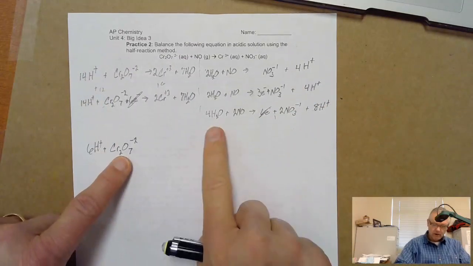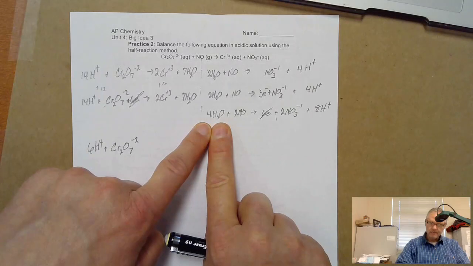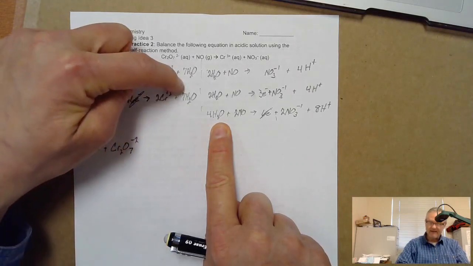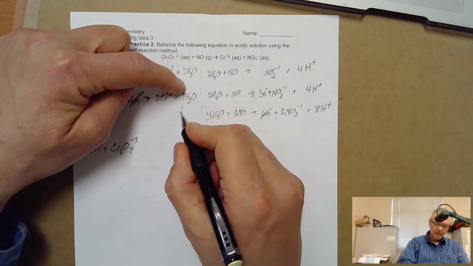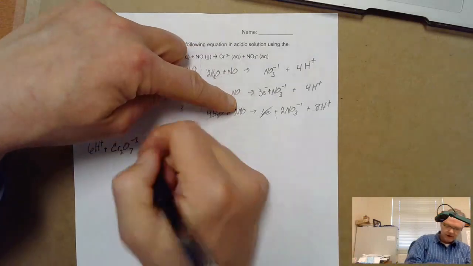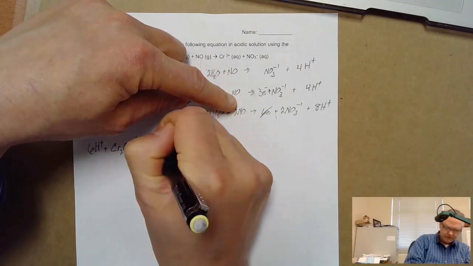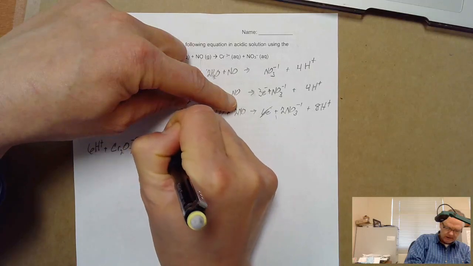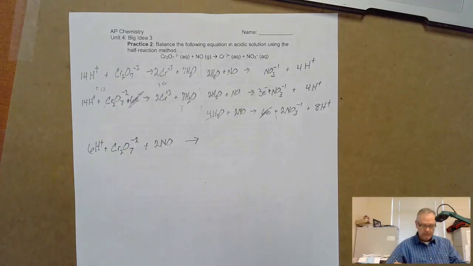So now I'm going to look over here. I've got waters. See how I've got 4 waters here in my reactant, but I have 7 in my products. So that one is going to leave me with 3 in the product. So I'm going to leave that right now, and I'm going to finish out my reactants with the 2 NO. So now I'm going to do my products.